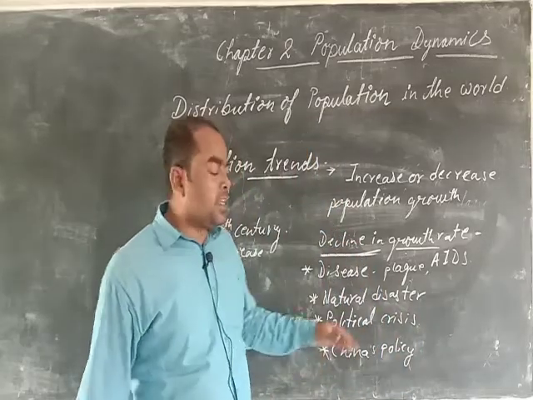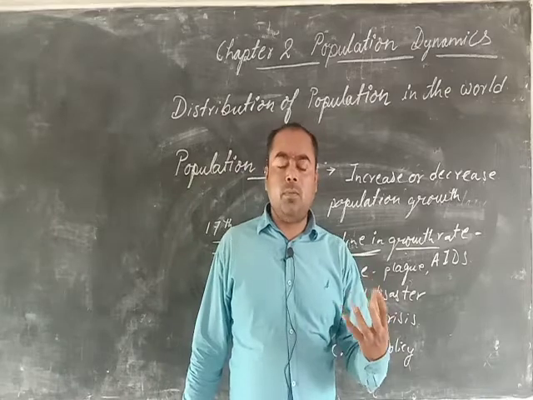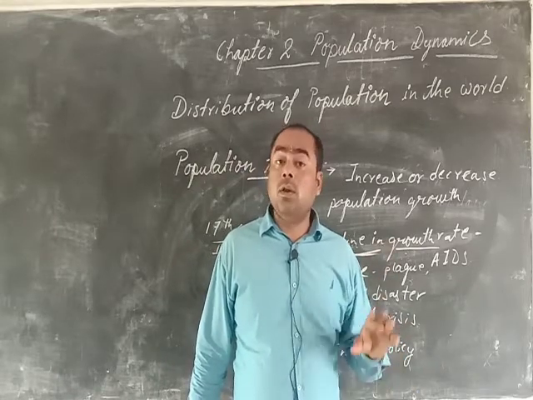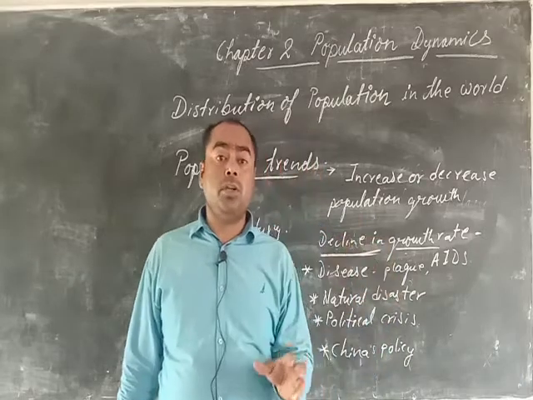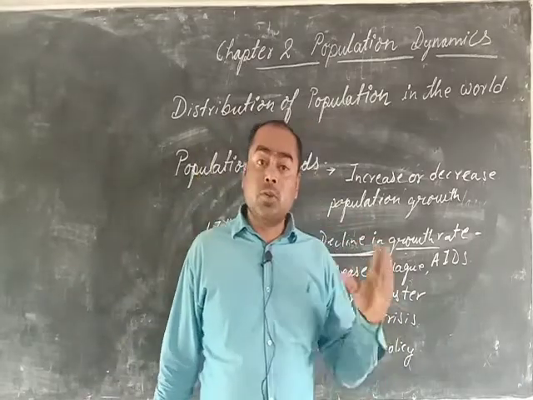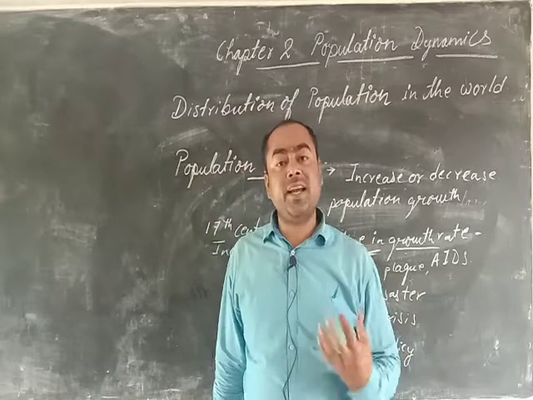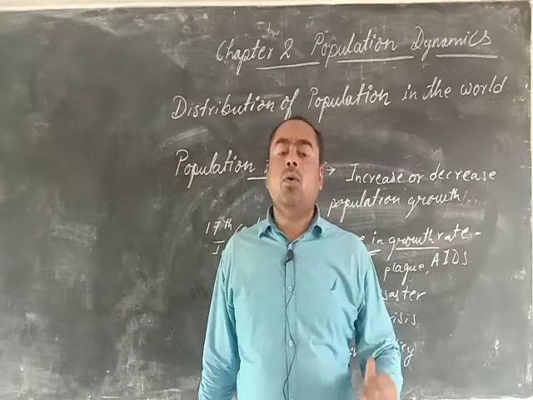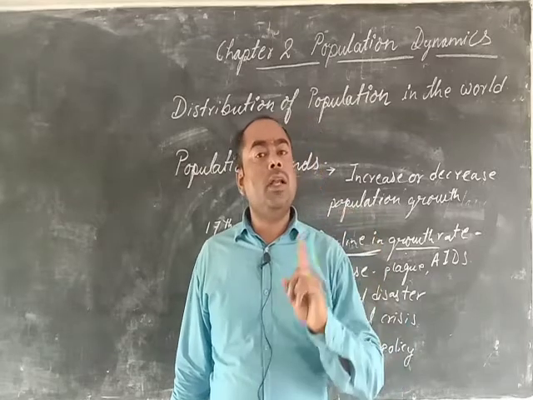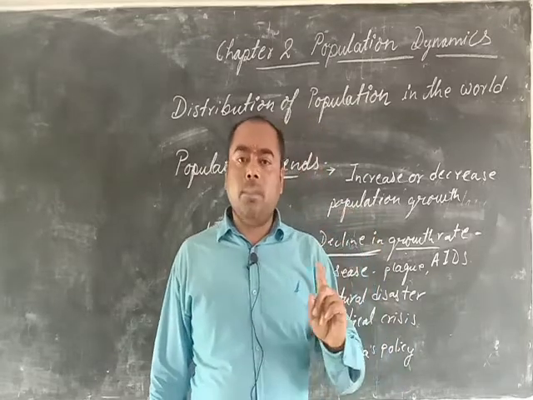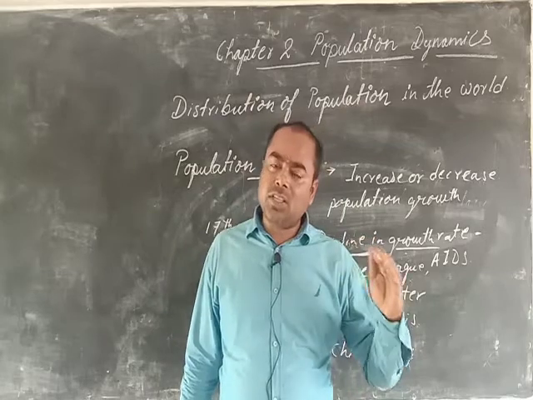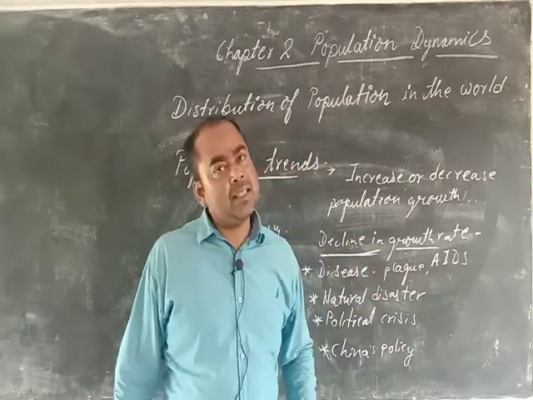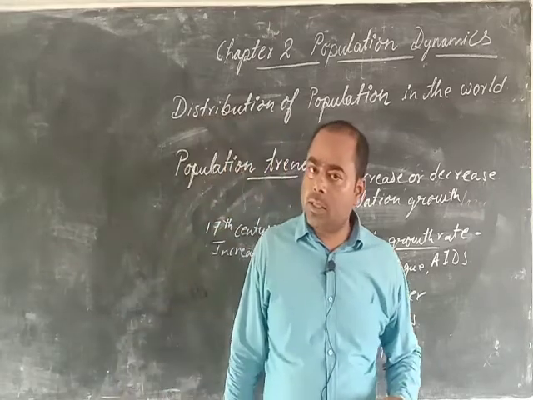And lastly, China's policy. In Asia, two of the highest populations are China and India. Almost 60% of the world's total population is shared by China and India. Now because of overpopulation, China made a policy for 35 years that one couple will have only one child. Okay, one couple will have only one child. So likewise they decreased the growth rate of population. Is that clear, my dear students?